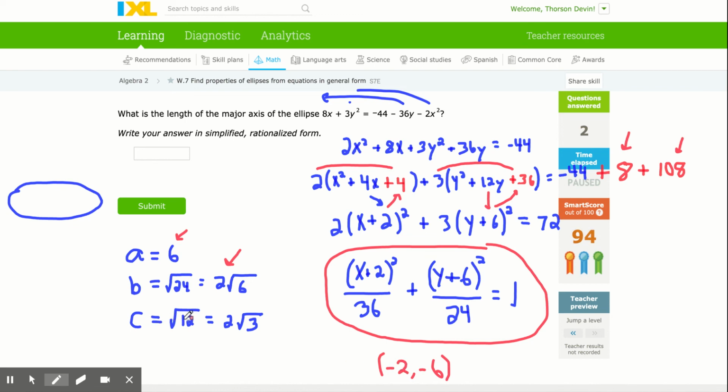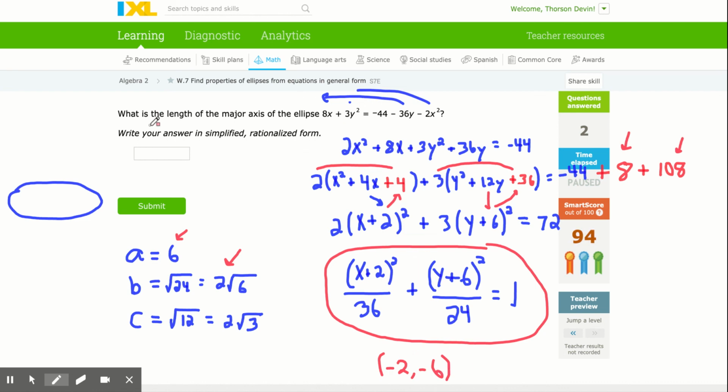If I wanted to find the foci, I would actually add and subtract 2 square roots of 3 from the x value, since it's elongated horizontally. So -2 minus 2 square roots of 3, comma -6 would be one focus. -2 plus 2 square roots of 3, comma -6 would be the other focus.